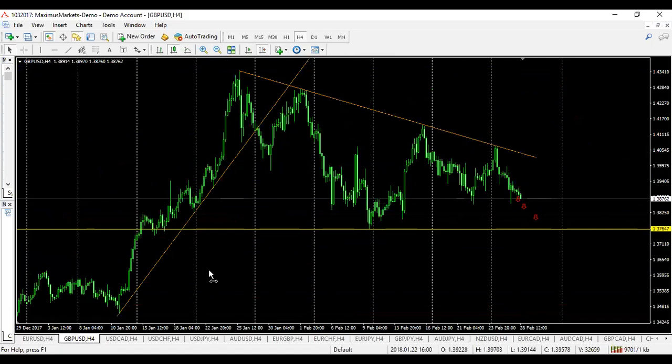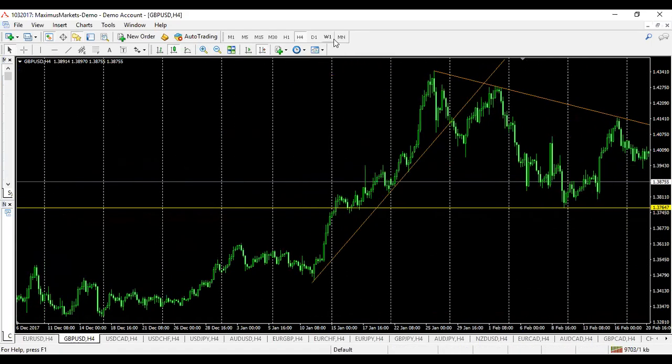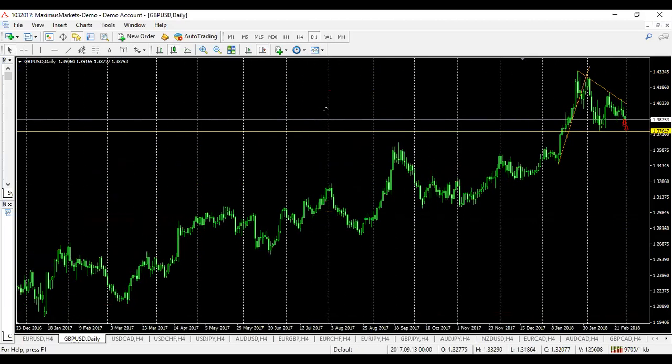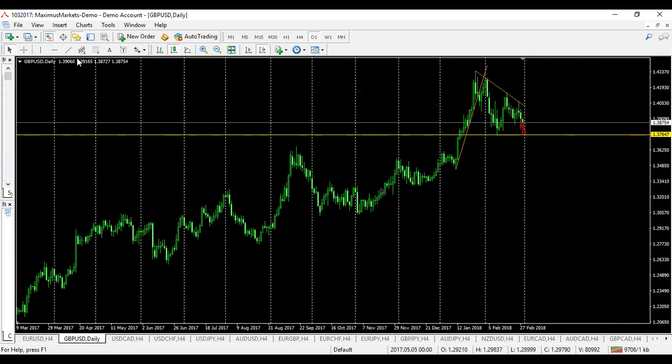Look at what happened in GU. Let's connect GBP USD in this class. I'm on the daily, and I want to connect GBP USD. Let me start from this point. Okay.